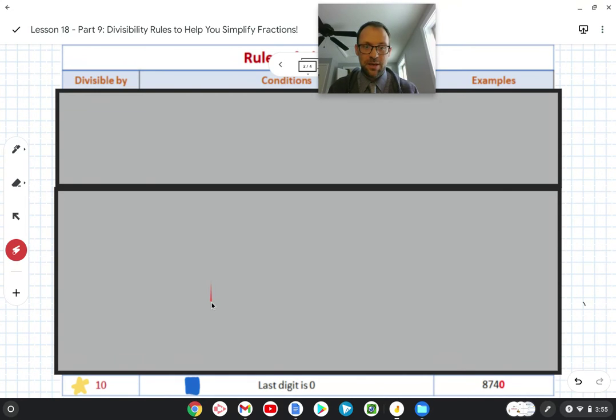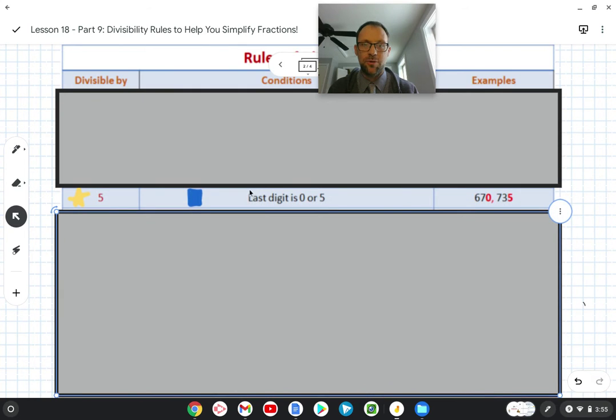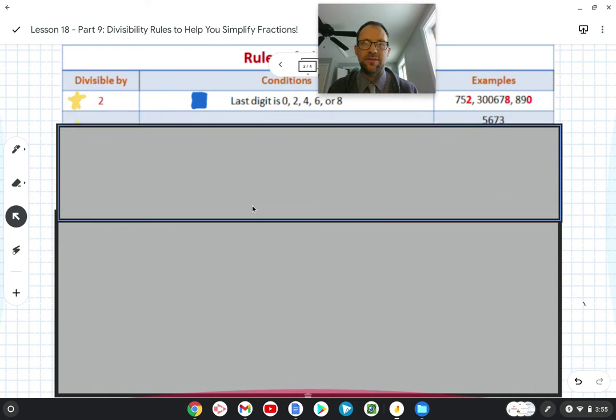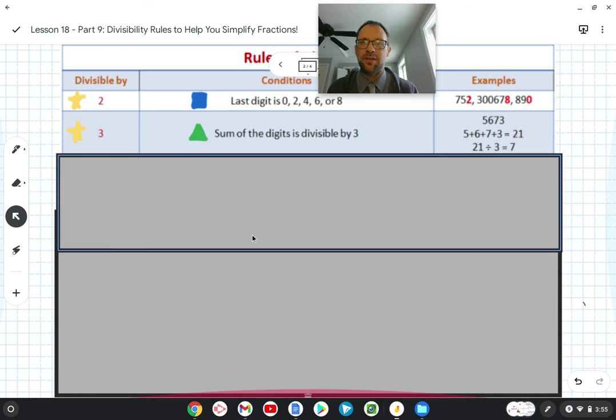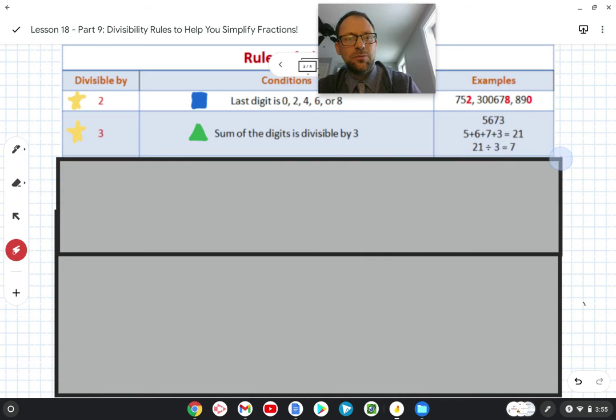You ready? Let me bring that down without throwing it away. Check this out. There's a divisibility rule for 3. Now, it looks a little more complicated, and I suppose it is a little bit, but not really. So the divisibility rule for 3 is this. We're going to add up, we're going to find the sum of all the digits in the number. And if that sum is divisible by 3, the entire number is divisible by 3.